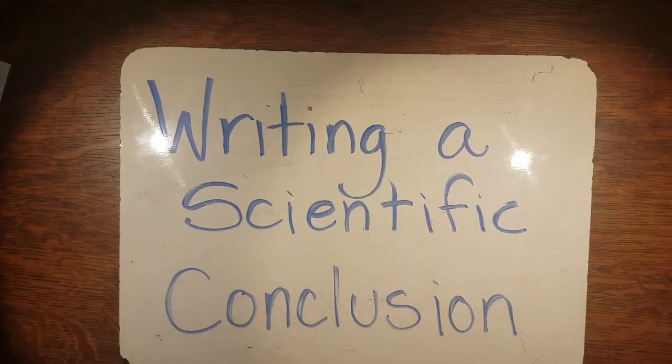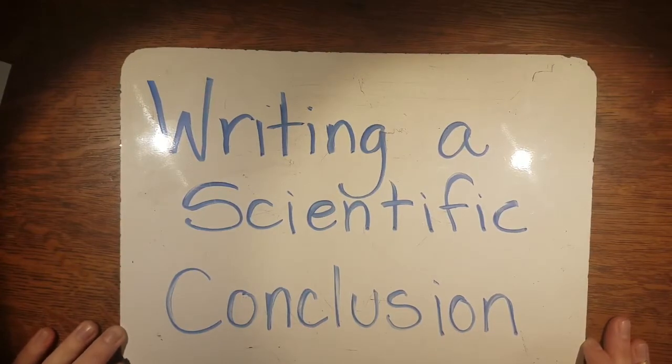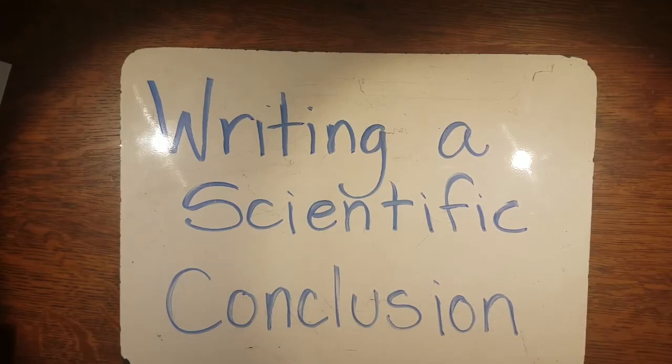Today we are going to talk about the last part or section of our scientific test, our paper airplane test. We are going to write a conclusion for it. So I'm going to walk you through how to write a conclusion, the different sentences that you can use, and the different parts that we need to include in our scientific conclusion.